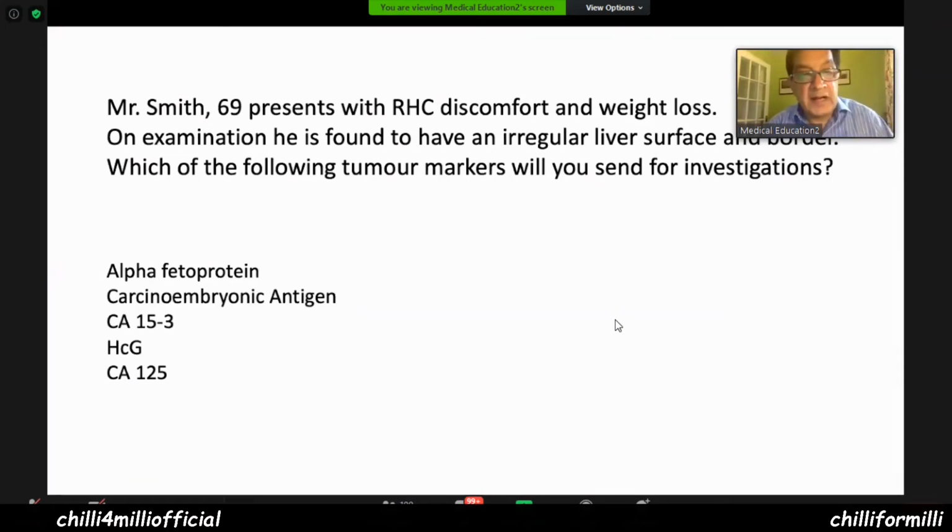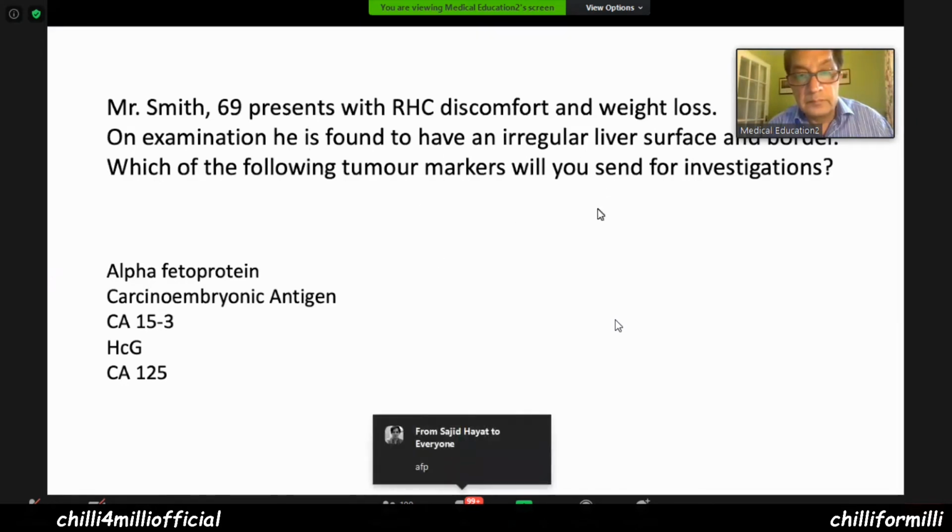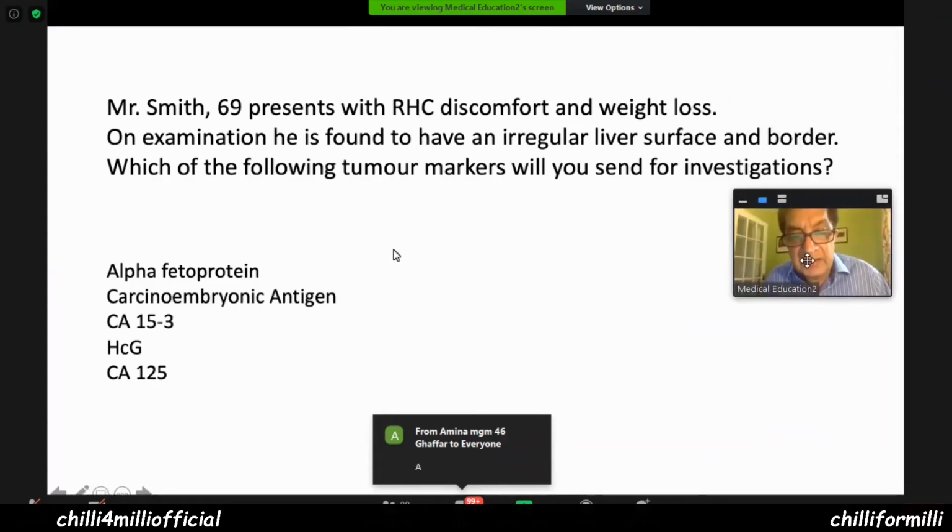What is the answer? Right hypochondrial discomfort. RHC means right hypochondrium discomfort and weight loss. Weight loss is always sinister. Think of a bad diagnosis. Razia, what is the answer? Hifsa, you're getting it right. I'm very pleased. Very good. Excellent. Alpha fetoprotein.